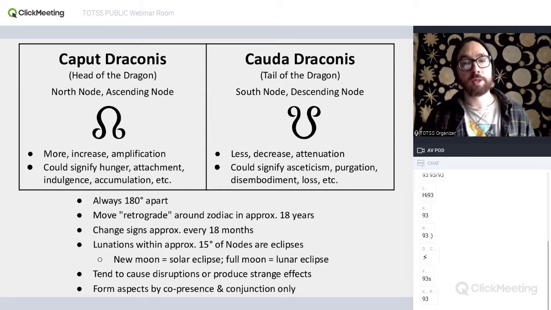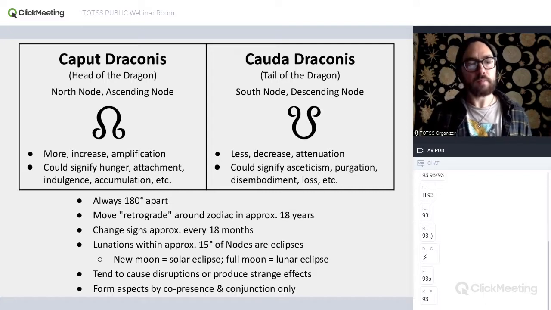Symbolically, this comes out of the Persian tradition. The nodes are understood as the head and tail of the dragon, right? A lot of ancient cultures have the idea of some sort of monster, often a dragon or a serpent, that eats the moon or the sun at the time of the eclipses. So this is drawing on that kind of mythological tradition. The north node is the Caput Draconis, the head of the dragon, and the south node is Cauda Draconis, the tail of the dragon.